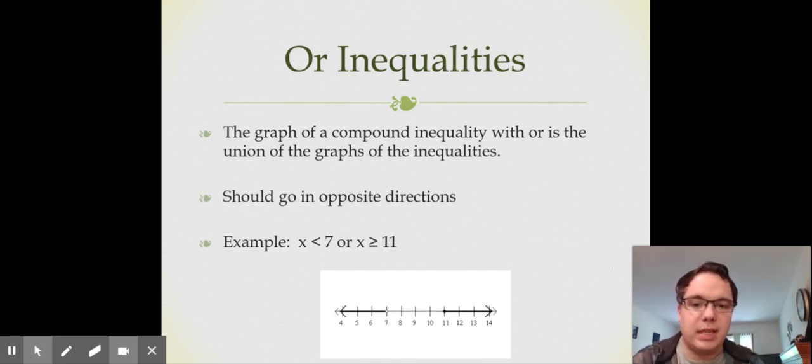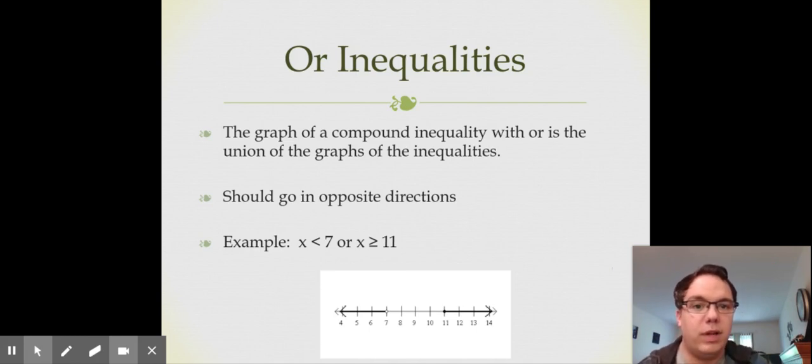So our example is x is less than 7 or x is greater than or equal to 11. So we want an open dot at 7 going to the left, closed dot at 11 going to the right on one graph, because we can choose either one to be true. So either we're going to pick a number like 6, which is less than 7, or we're going to pick a number like 13, which is greater than or equal to 11.